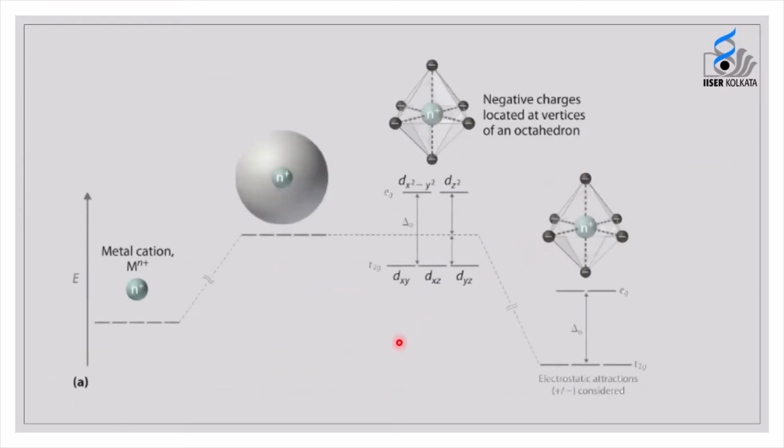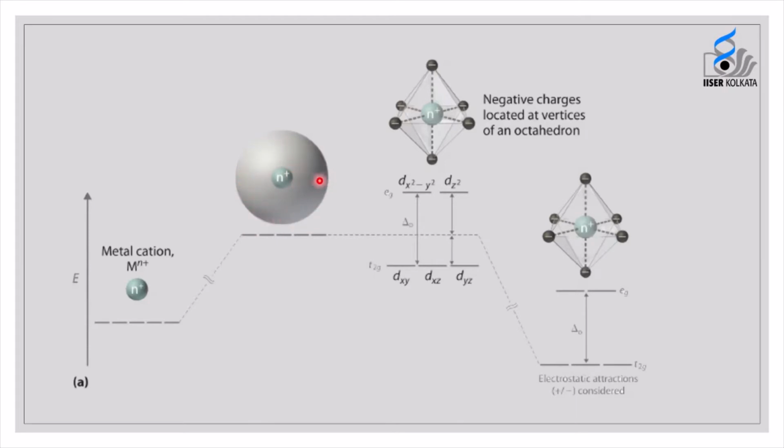Now this is a diagram of the case of octahedral geometry where initially we have a metal cation. This is our energy scale. Energy is increasing as we go up. So for the metal cation, we have the energy as the lowest. These are all d orbitals. Now when I put electron density in a spherical manner, the energy increases. The reason behind this is the electron-electron repulsion between all these.